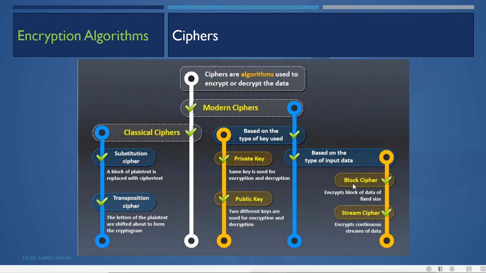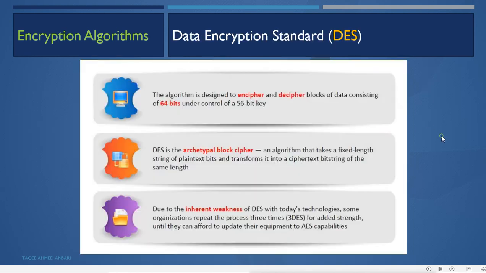Now we have these different algorithms. First, the Data Encryption Standard, that is called DES. This Data Encryption Standard is an algorithm designed to encipher and decipher blocks of data consisting of 64 bits under control of a 56-bit key. Now DES is the archetypal block cipher, an algorithm that takes a fixed-length string of plaintext bits and transforms it into a ciphertext bit string of the same length.